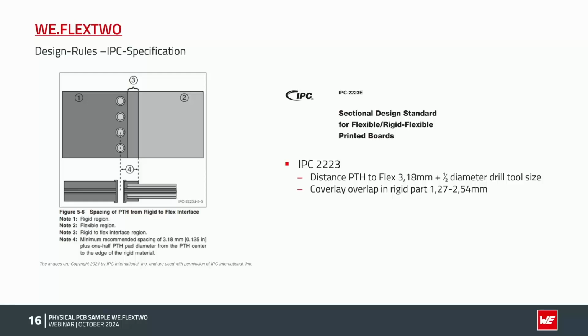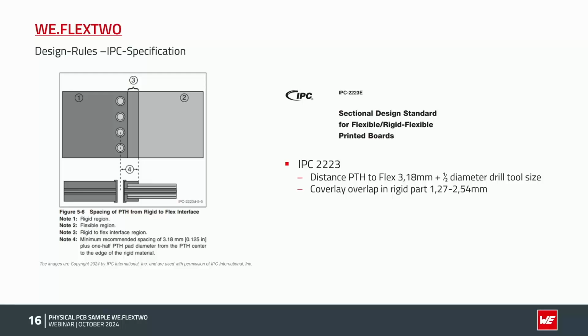So here, as you can read, the distance to the plated through hole is more than 3 millimeters. And we have to calculate the diameter of the tool size as well, so I would say roughly it's 3.5 millimeters. It's the distance from the through hole to the rigid transition area. And there's a definition of a coverlay overlap, which I showed you before in the graph, which is defined as 1.27 or up to 2.5 millimeters in the rigid part.